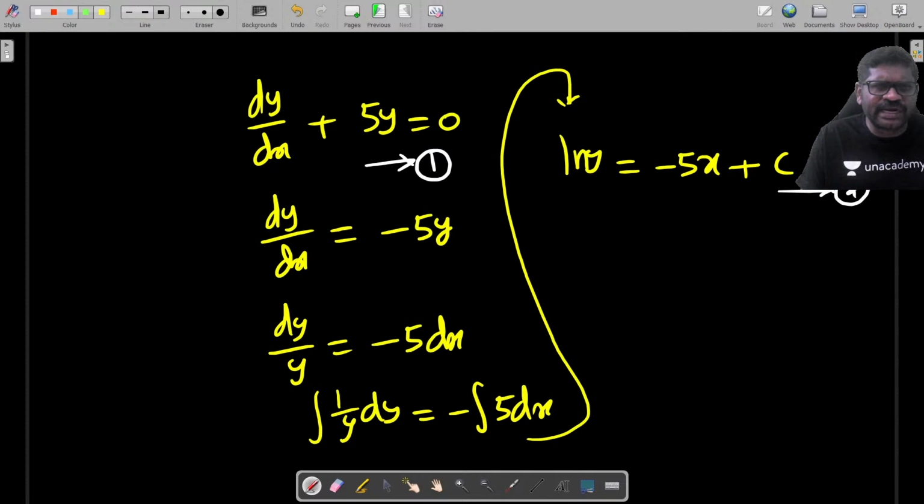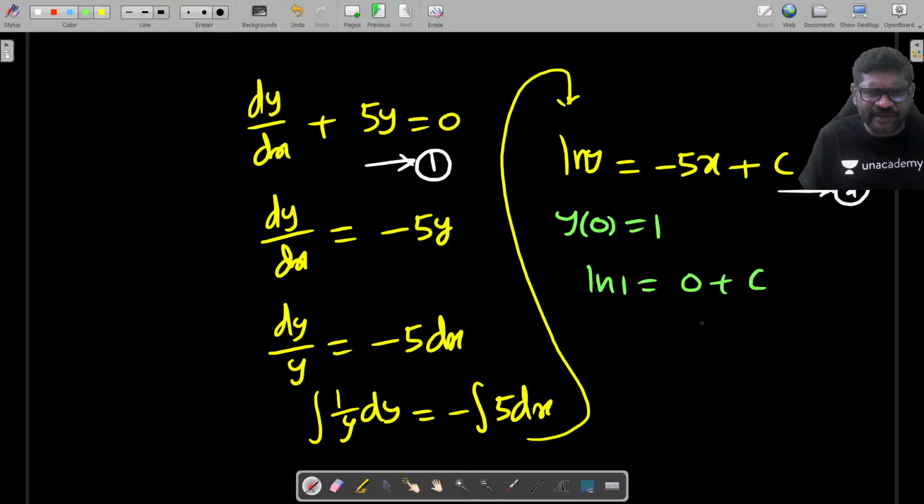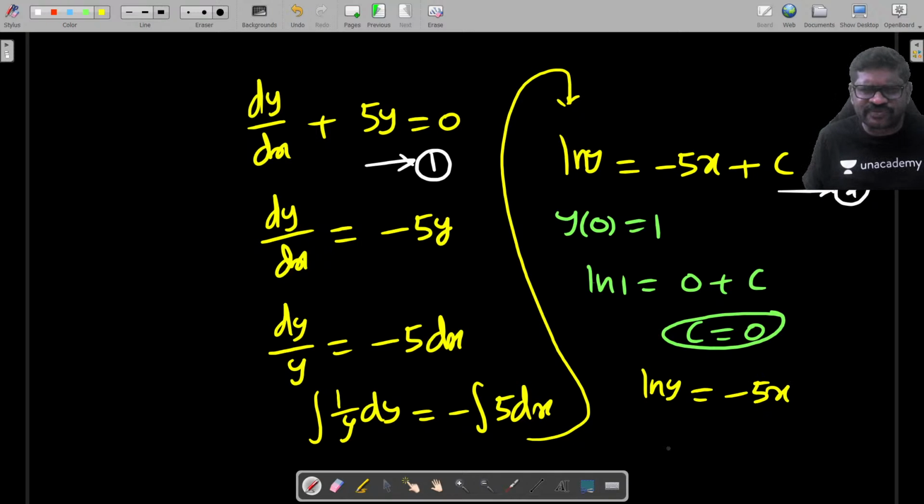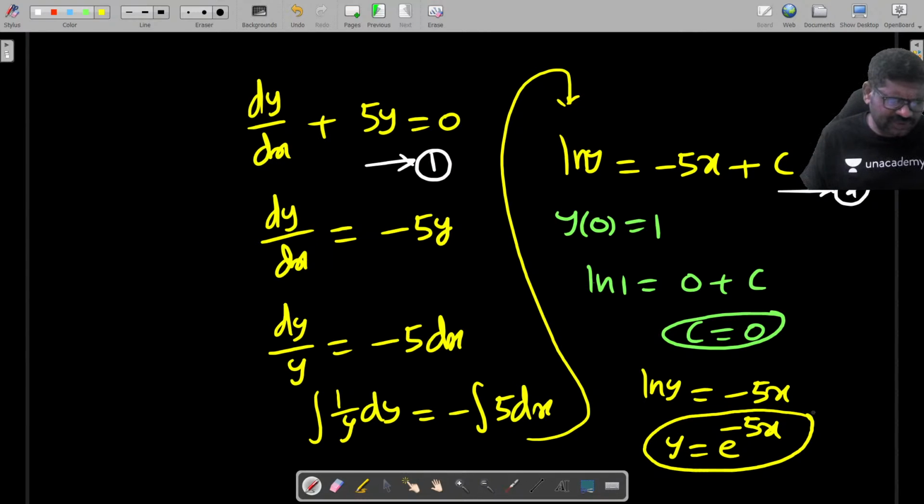In the problem, it is given that y of 0 equal to 1. Therefore, log 1 equal to 0 plus c, so c equal to 0. The value of c is 0. Log y is equal to minus 5x, therefore y is e power minus 5x.